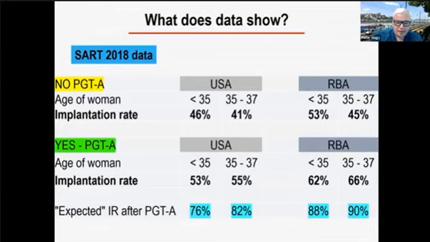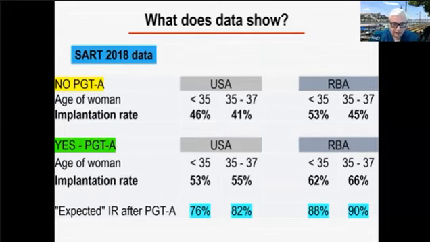I looked up the SART data from 2018, which maybe is not the best approach because it's a bit of a mixed bag of everything and not perfect. It's not a real study. However, it reflects the daily reality we are living in. For those not living in the United States, SART is an organization that collects data from all or most IVF centers in the USA, somewhat more than 400 IVF centers.